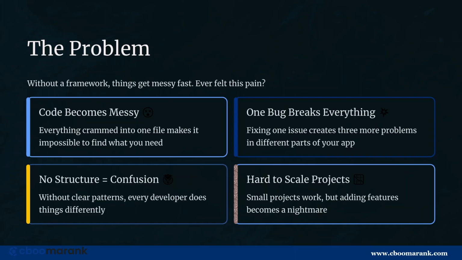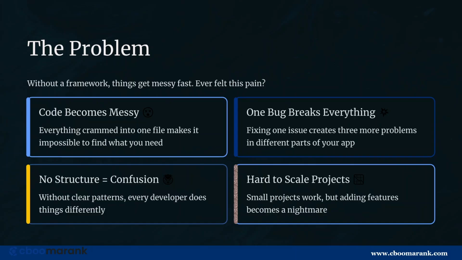Then comes the worst part. You fix one bug and suddenly three new bugs appear because everything is connected in a messy way. There is no structure, no clear pattern, and no consistency. And when you try to scale your project, it becomes a nightmare. This is exactly why a framework like Laravel exists.